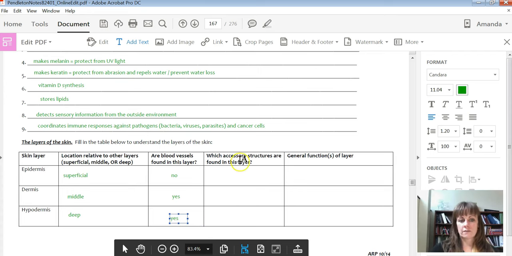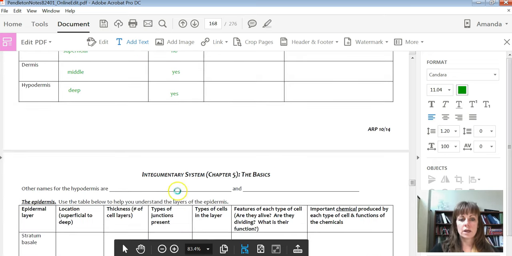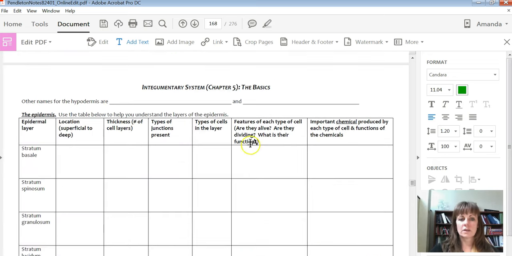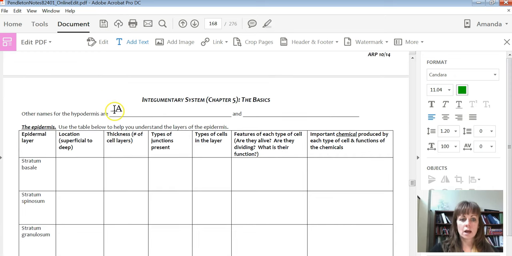Now we'll fill the rest of these in as we talk a little bit more in depth about each layer. But I want to go ahead and give you some of the other names for the hypodermis. One we've already talked about. We called it the superficial fascia. And we talked about that in our tissue section whenever we went through membranes. So hypodermis, superficial fascia, they are the same thing. Okay? And the other word that you may hear used to describe it is the subcutaneous layer.